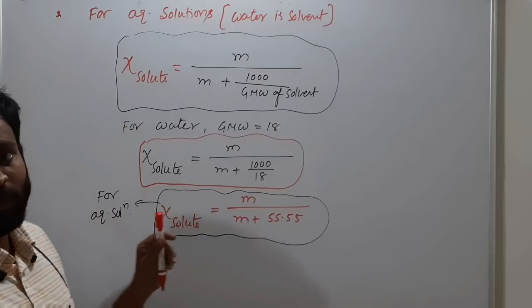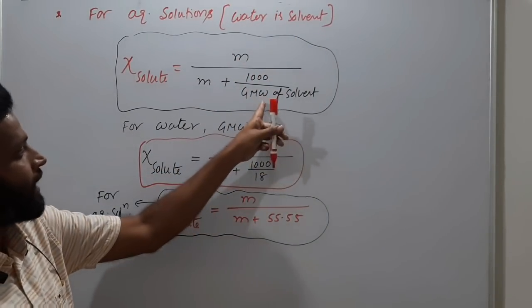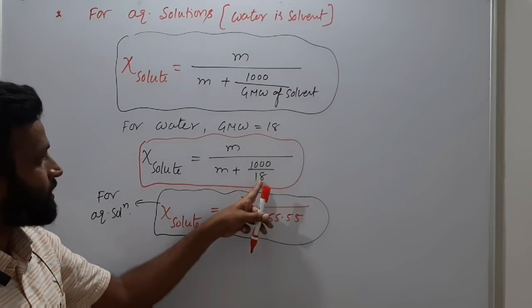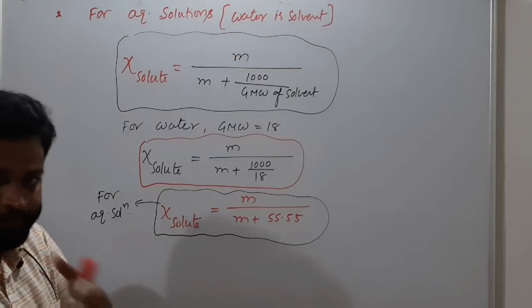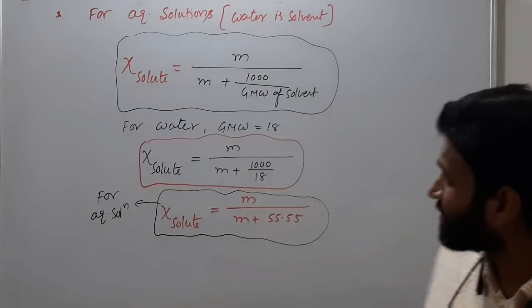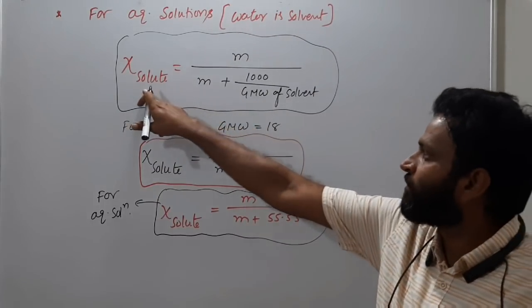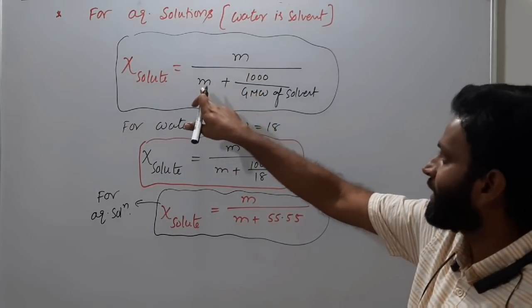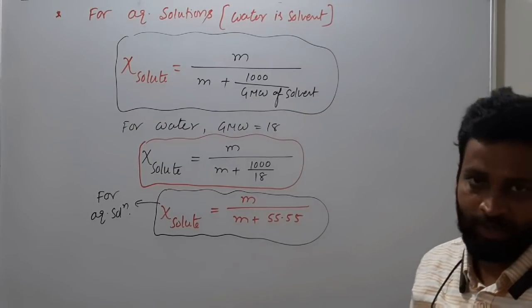What is the meaning of aqueous solutions? Water is the solvent. That's why the gram molecular weight of the solvent was considered 18 here. So 1000 by 18 is 55.55. Got it clearly? For other solvents, you will have this formula. In general, mole fraction of solute is equal to molality by molality plus 1000 by gram molecular weight of solvent.